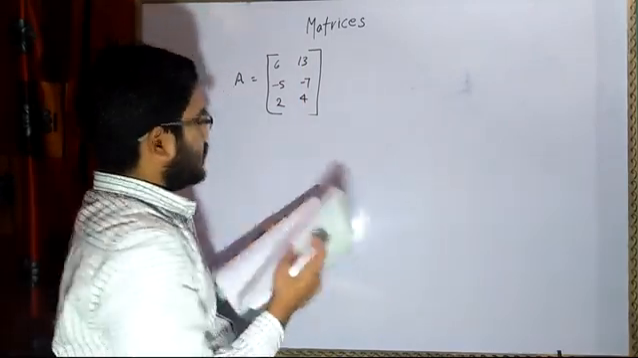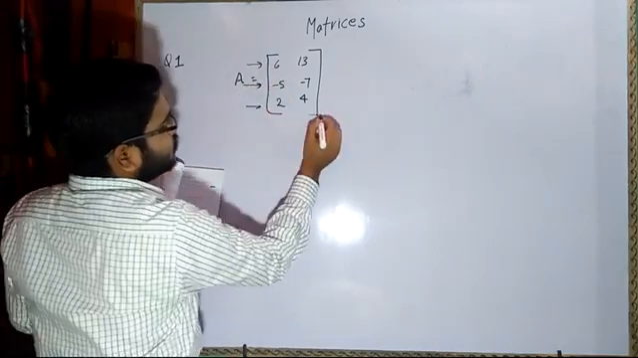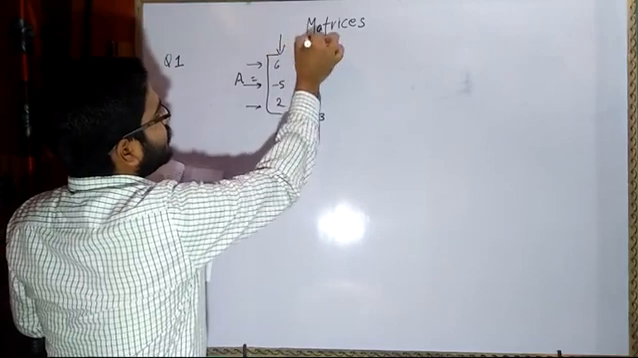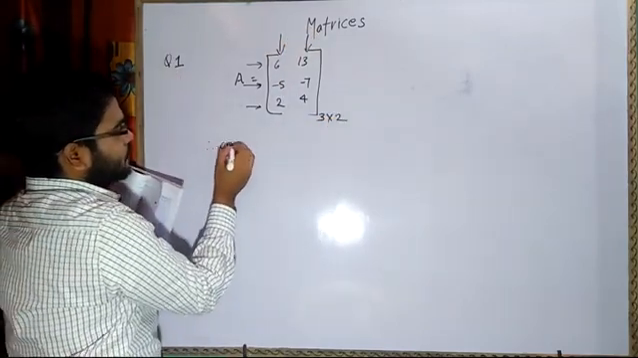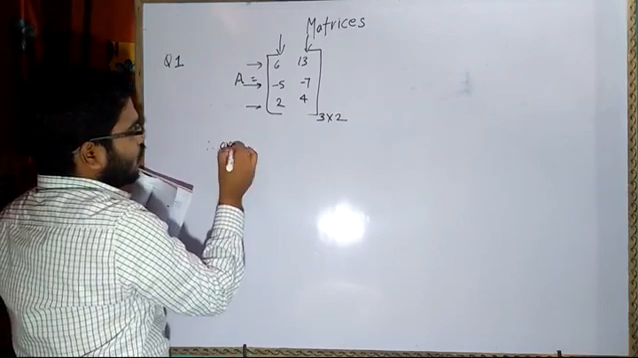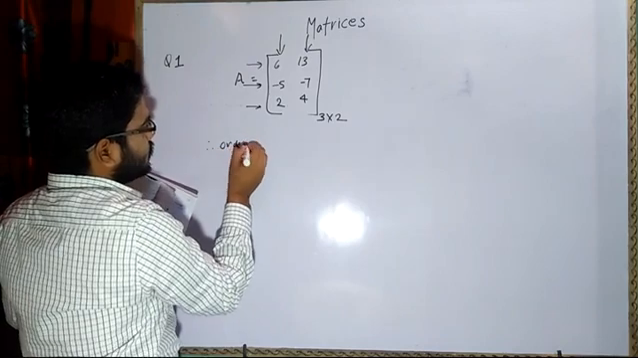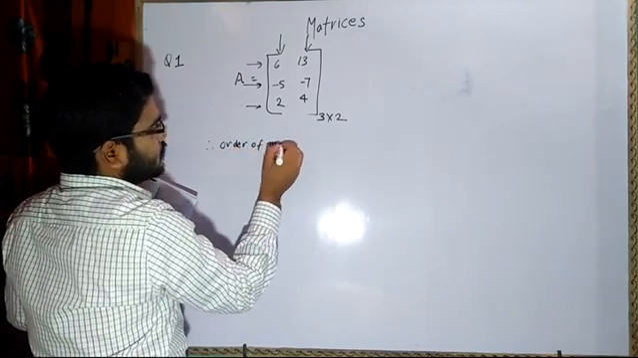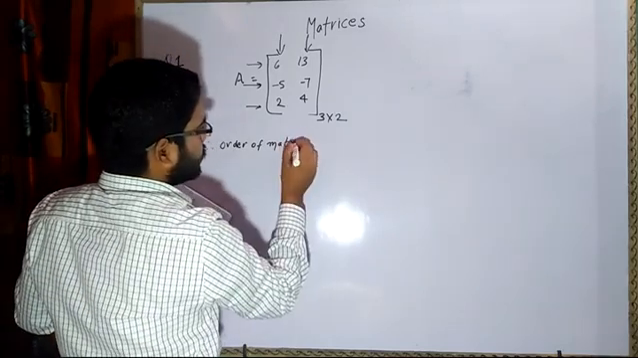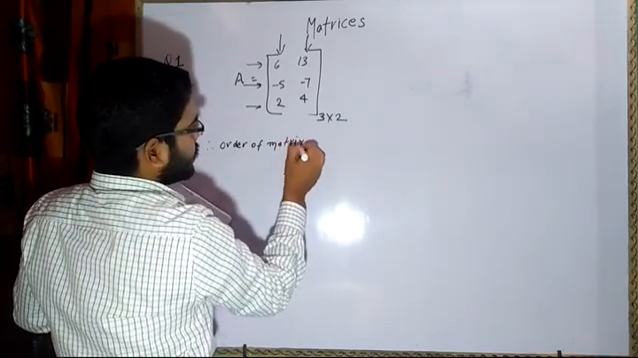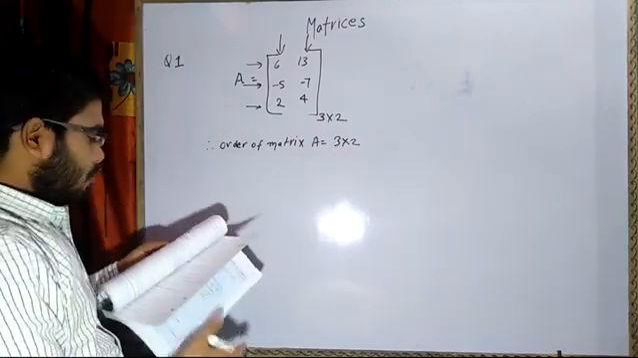What is the order of the matrix A? So what is the order here? How many rows are there? 3 rows. How many columns are here? 2 columns. So therefore you can write order of matrix A is equal to 3 cross 2. Always you have to write row by column.